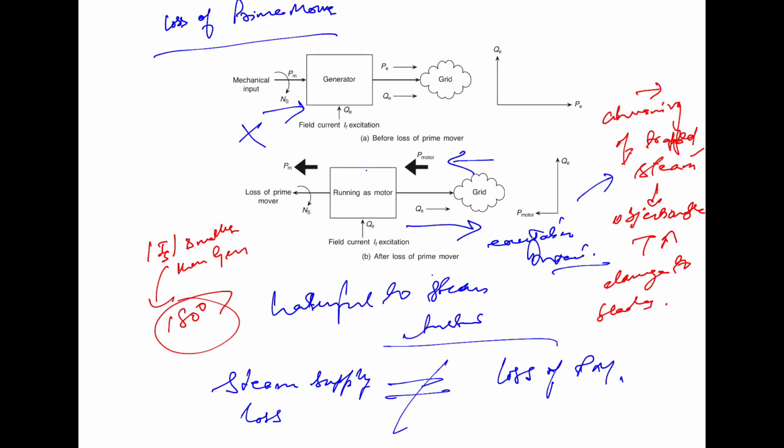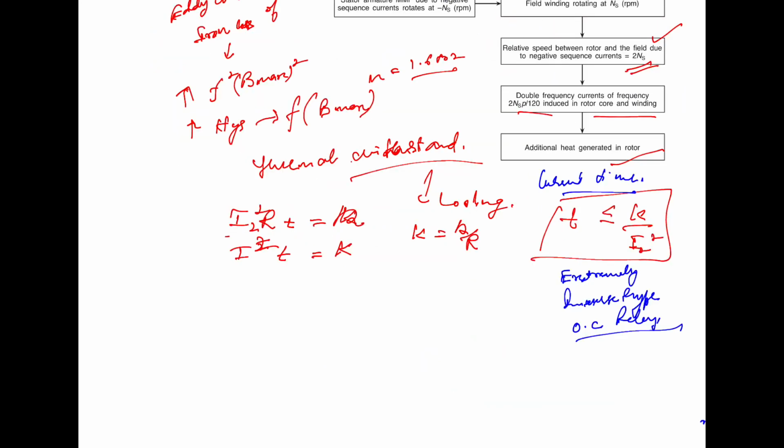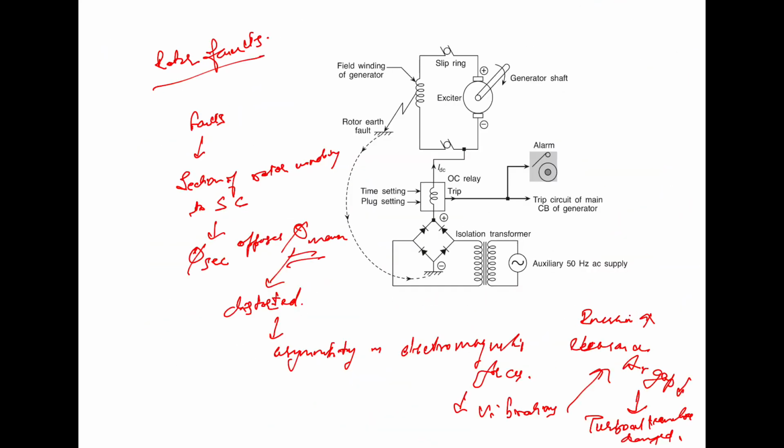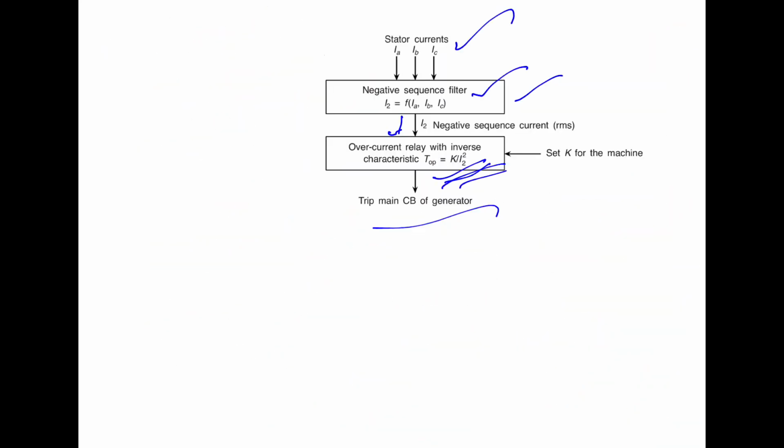Now let us summarize whatever we have discussed. For the unbalanced loading, as you know, we detect the negative sequence component, and then we can use the extremely inverse relay, as we have seen here, for that purpose.